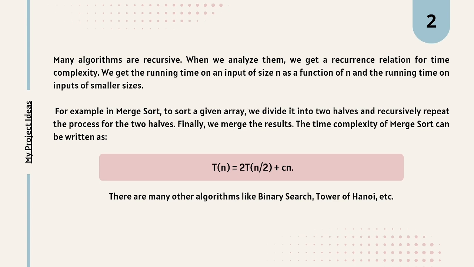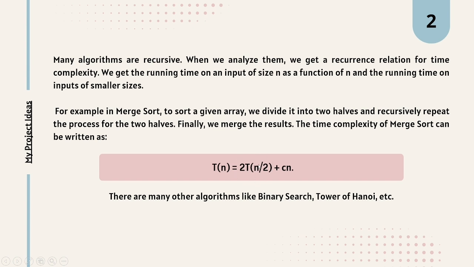Many of the algorithms are recursive, and when we analyze those algorithms, we get a recursive relation and we get a time complexity. So the running time on an input of size n is a function of n and the running time on inputs of smaller value. What is recursion? Basically, it's like a loop only. For example, the time complexity is T(n) and it is equivalent to 2T(n/2) plus C into n. So here, you got a T(n) function, and again it is written in terms of T(n/2). So it's a function of n only.